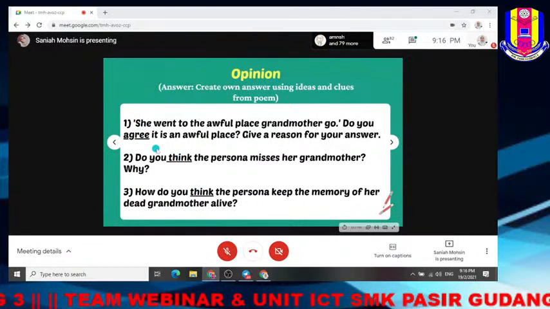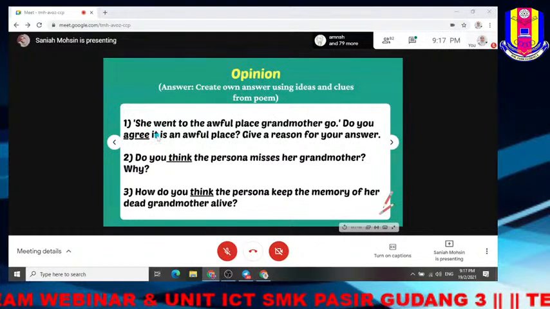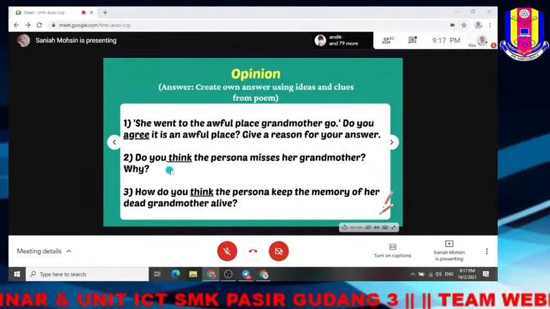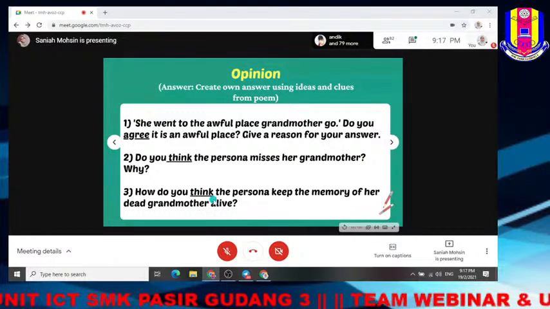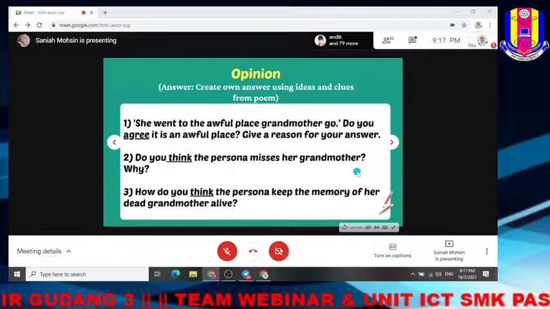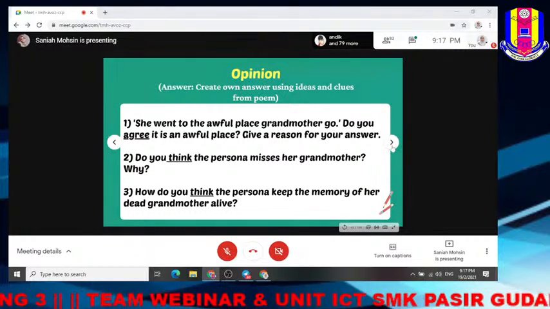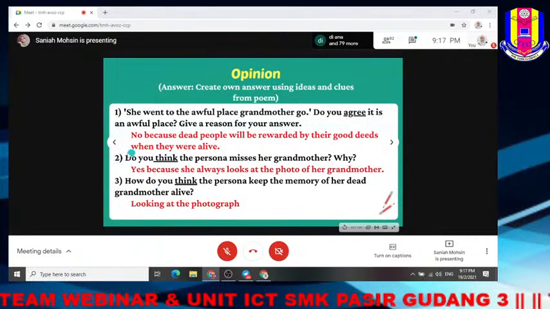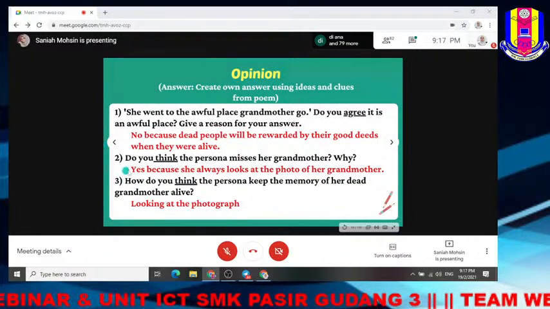Do you agree? Okay, agree tu pendapat. Okay, dia tanya setuju ke tak? So dia tanya pendapat kamu. Do you think? How do you think? So you give your own opinion. So as long as your own opinion is logic, then it will be given marks. Okay, contohnya, you might say yes, you might say no.